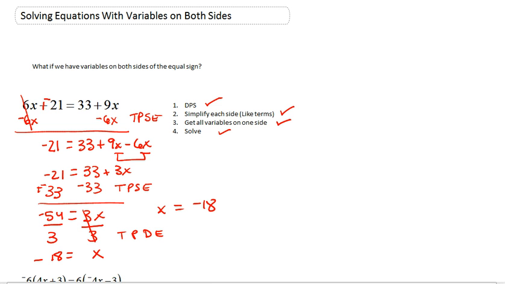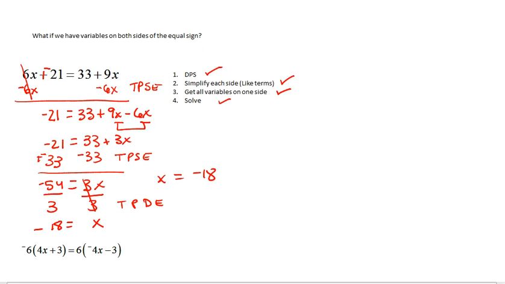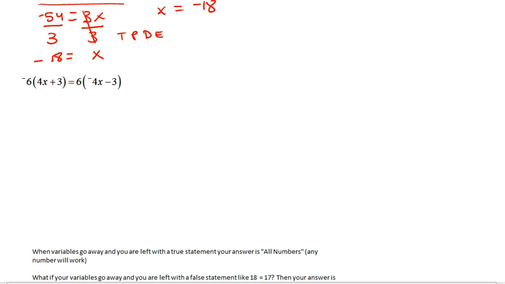And that's how you deal with equations with terms on both sides, or variables on both sides. Let's look at this example. Now this one's a little more complicated because I have the distributive principle here. So let's look at this specific example.